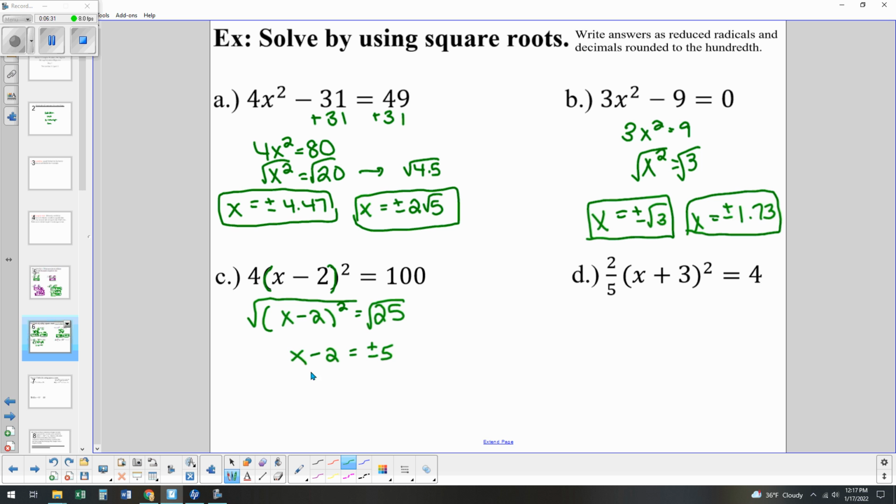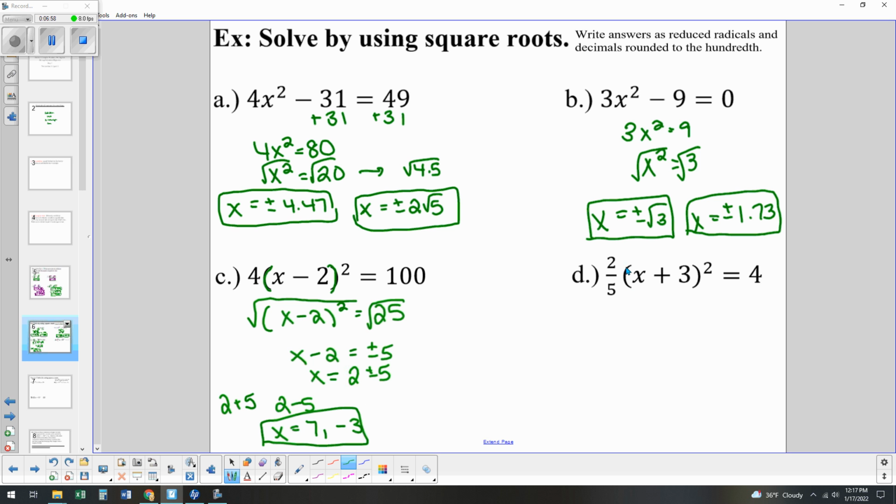If I were to add 2 to both sides, it's a positive 2 plus or minus 5. So that's 2 plus 5 and 2 minus 5. So x equals 7 and x equals negative 3. Right? Two different answers there. Just like there was a positive and a negative as two answers here, these happen to be different numbers this time instead of positive and negative of the same thing.